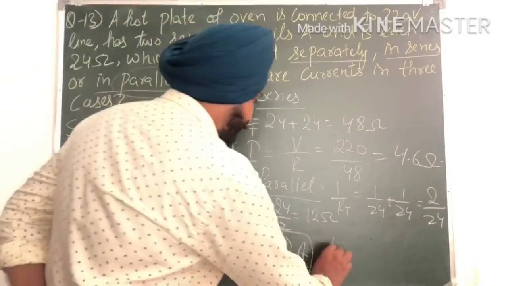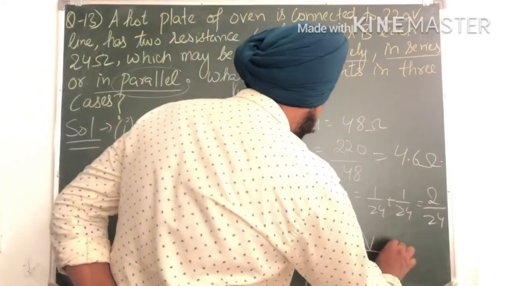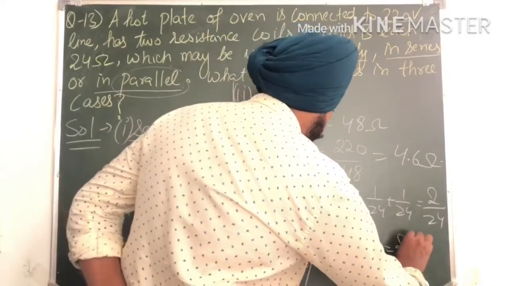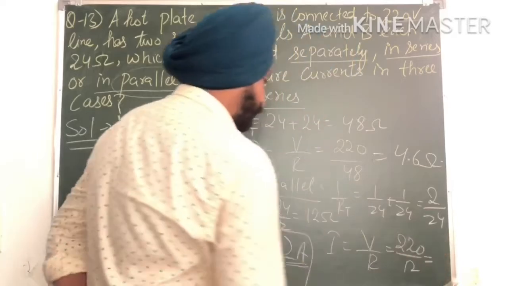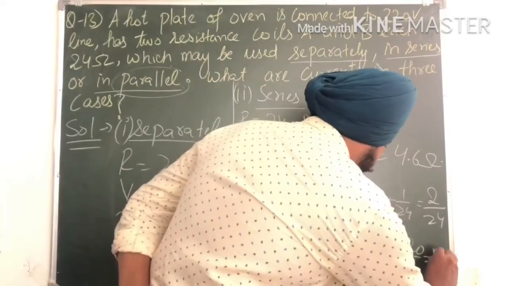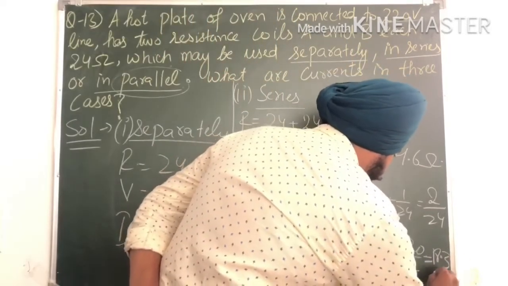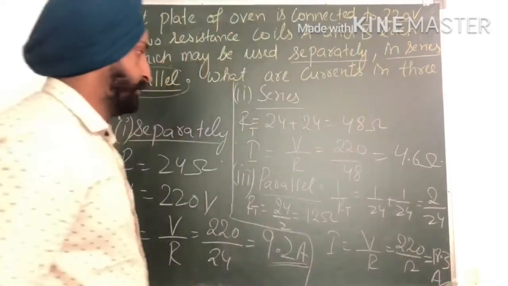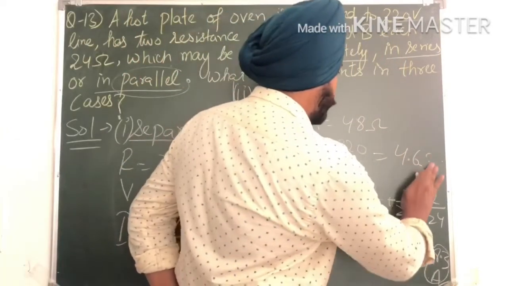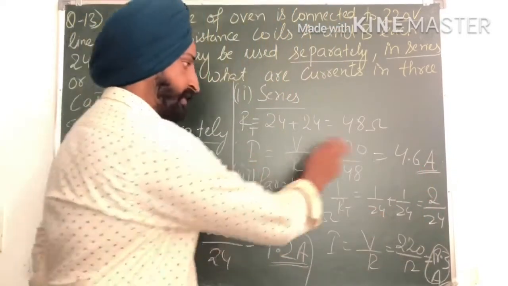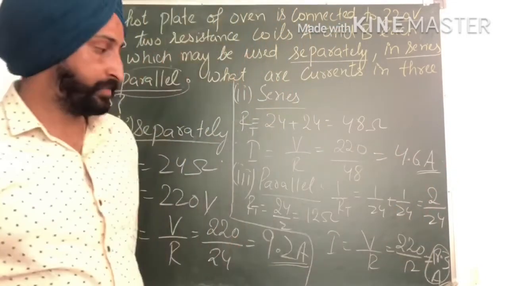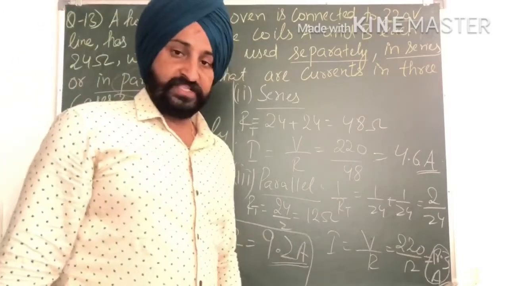So what would be the current? Current would be equal to V by R, that is 220 divided by 12. And this will be equal to approximately 18.3 ampere. Fine. I have written ohm over here by mistake. It will be ampere. Current is equal to 4.6 ampere. So hope this is clear.